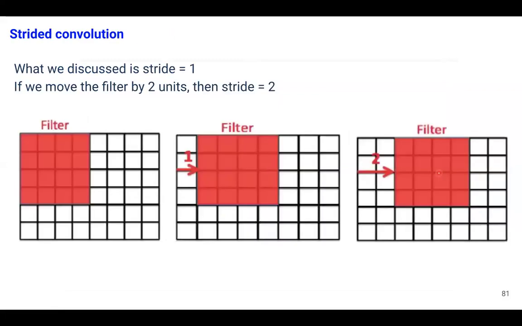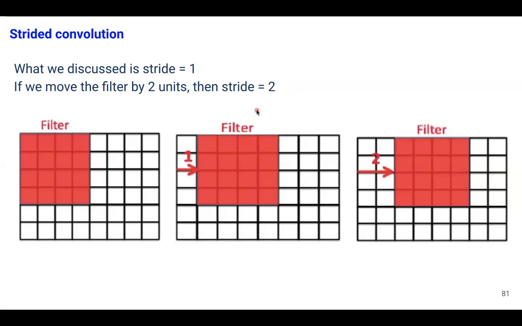Then we also discussed strided convolution, which is how many units you move your filter towards the right and downwards when you are doing the convolution operation. Generally a stride of 1 is used, which is a very common choice, and you can choose to use a stride more than 1. For example, stride 2 would look like this.